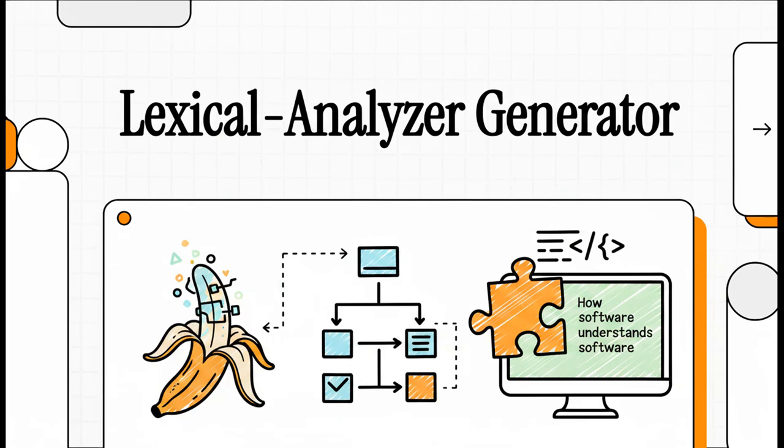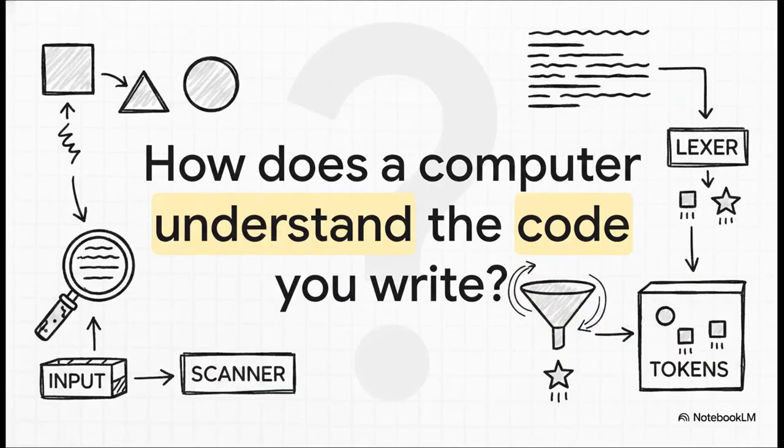Hey there, and welcome! Today, we're going to gently peel back the curtain on a really cool puzzle. How does a computer actually learn to read the code we write? We're going to be looking at a special kind of tool, a lexical-analyzer generator, which is basically the machine that teaches other machines how to read. So let's just start with that big question.